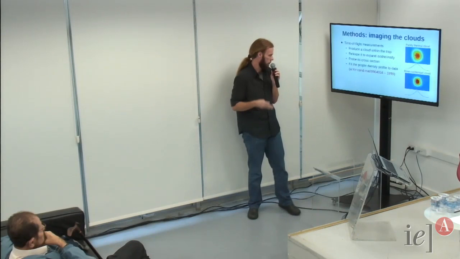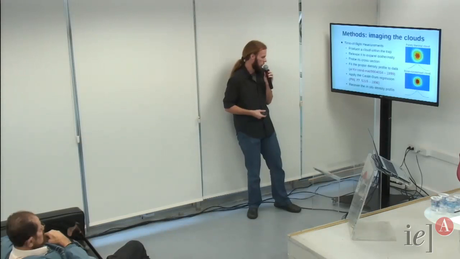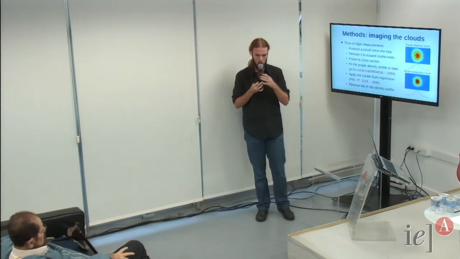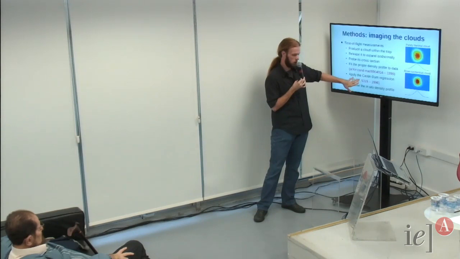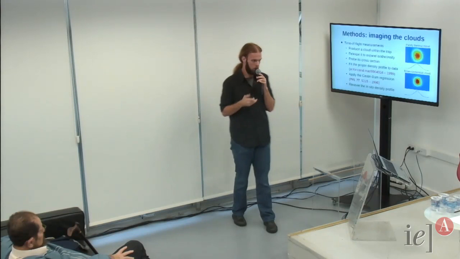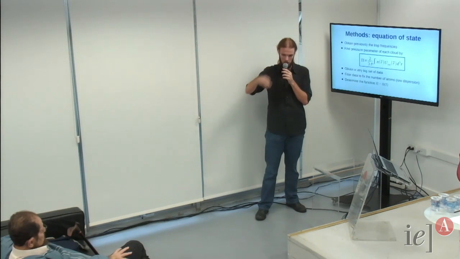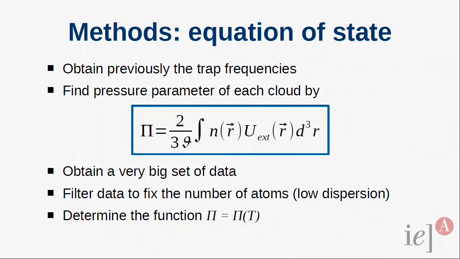Once we have probed and fit the proper density profile to the data, we apply the Castor-Dum regression in order to recover the in situ profile. So we don't really probe the in situ profile directly, but we perform these time of flight measurements, let the cloud expand, and then apply this regression to recover the in situ profile. Having the in situ profile, we have the density, and we have measured previously the trap frequencies. We can find for each cloud its pressure parameter, and of course we perform many measurements.